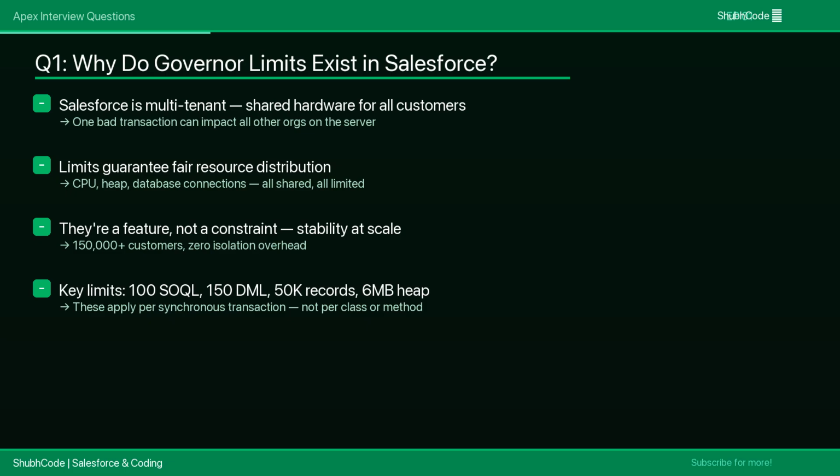a single rogue Apex transaction could consume all available database connections, CPU cycles, and memory, starving out every other customer on that server. Governor limits are Salesforce's mechanism to guarantee fair resource access. They are not a weakness of the platform. They are what makes the platform stable at scale for 150,000 customers at once. That's the answer that makes an interviewer nod.